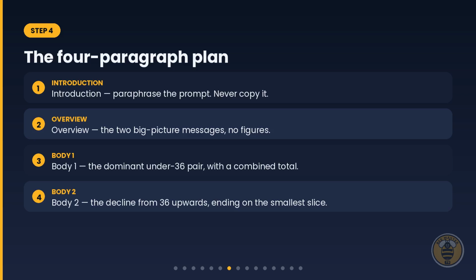So here is the plan. 4 paragraphs. An introduction that paraphrases the prompt. An overview with the 2 big picture messages and no figures. Body 1, the dominant under 36 pair with a combined total. And body 2, the decline from 36 upwards, finishing on the smallest slice.